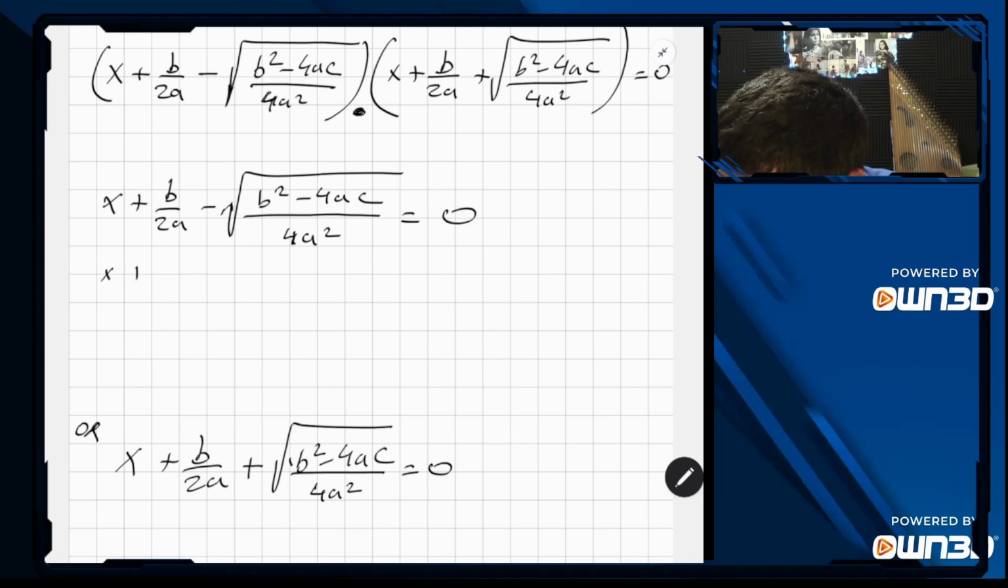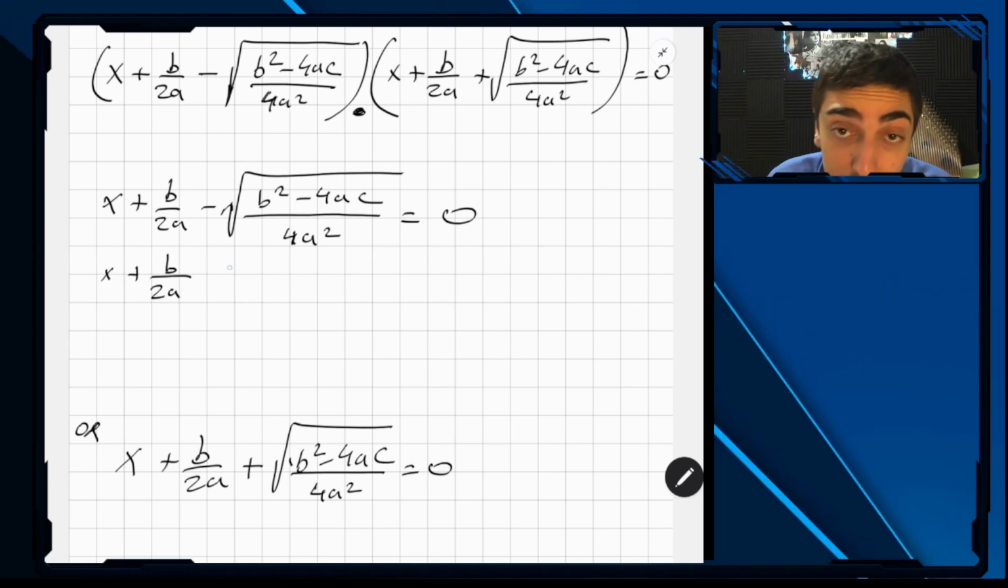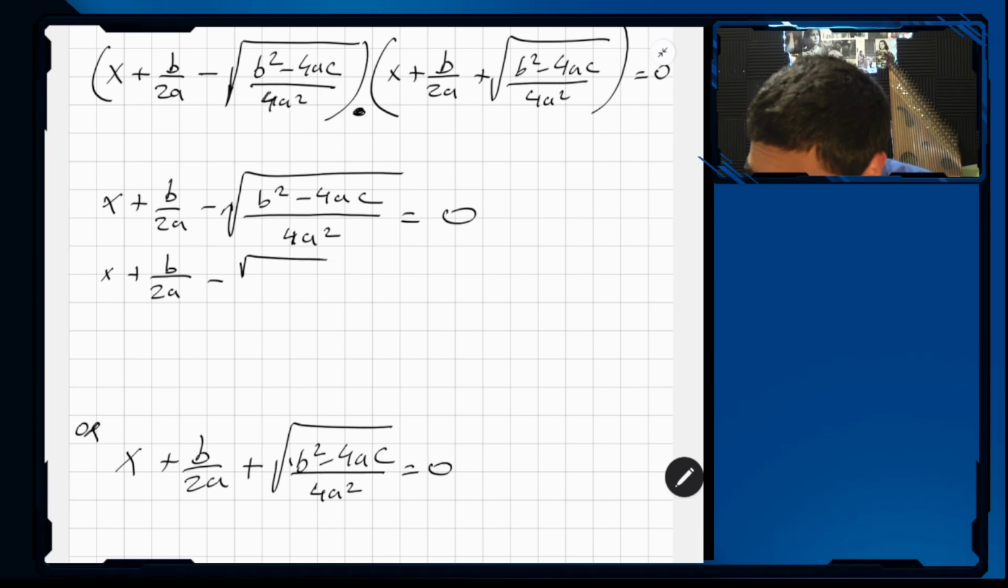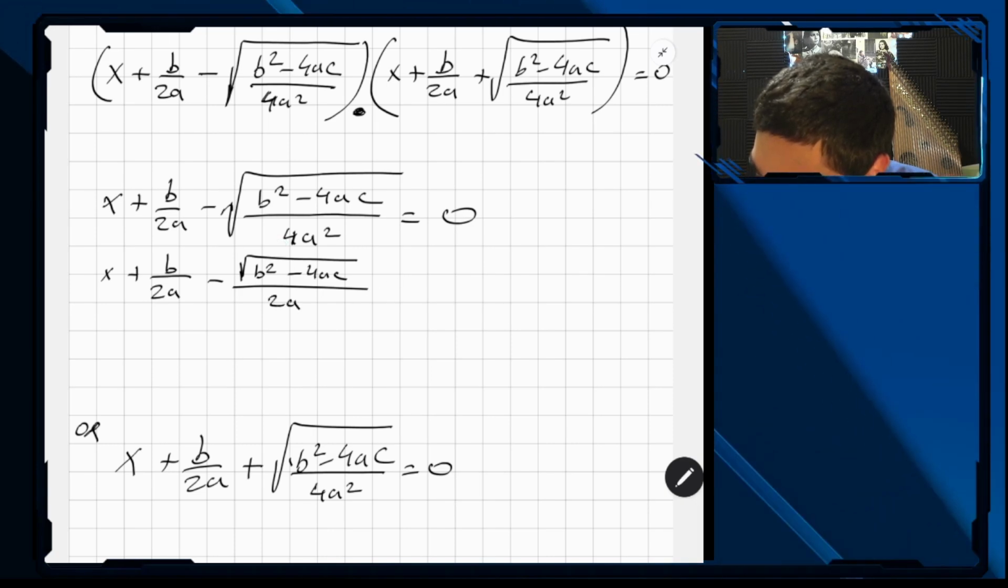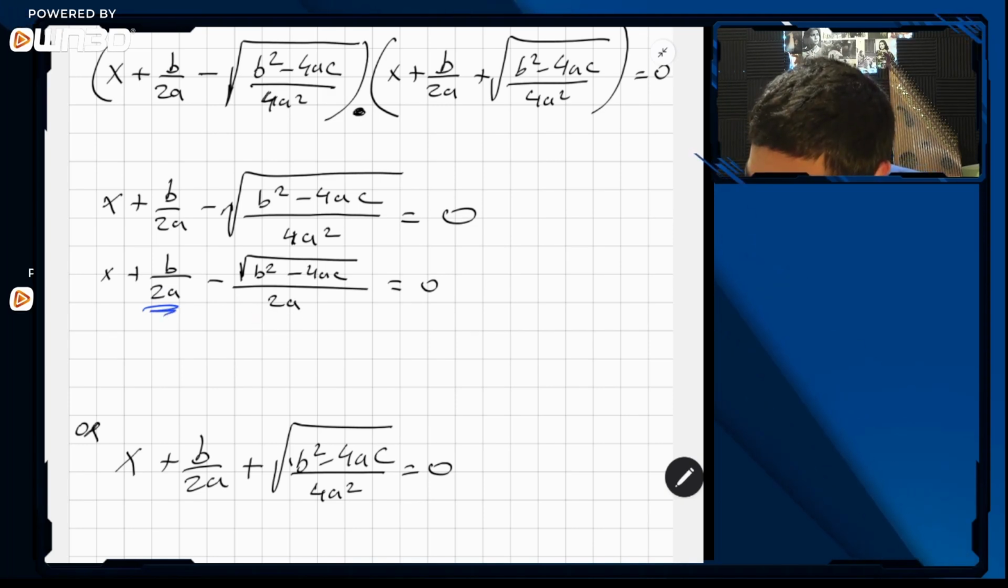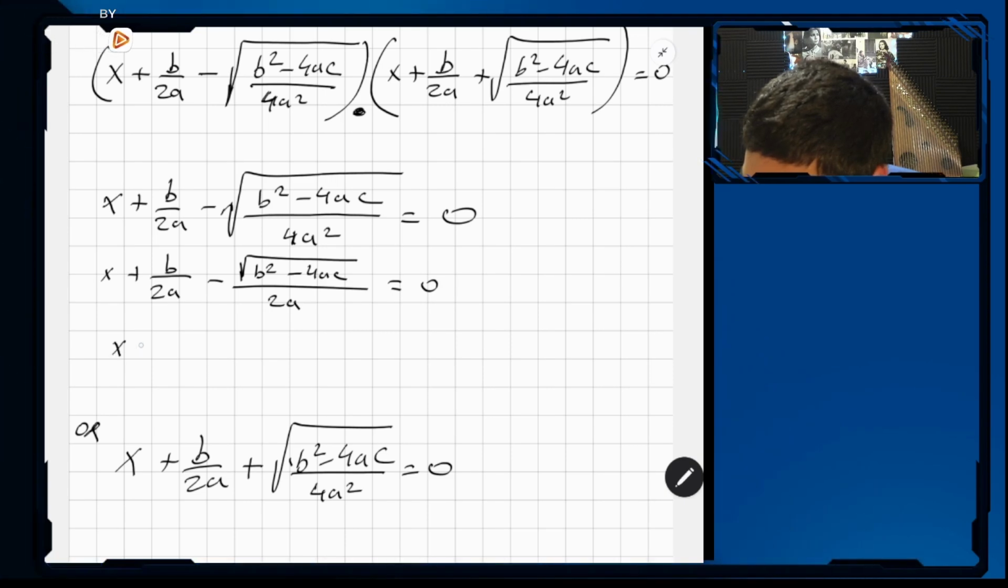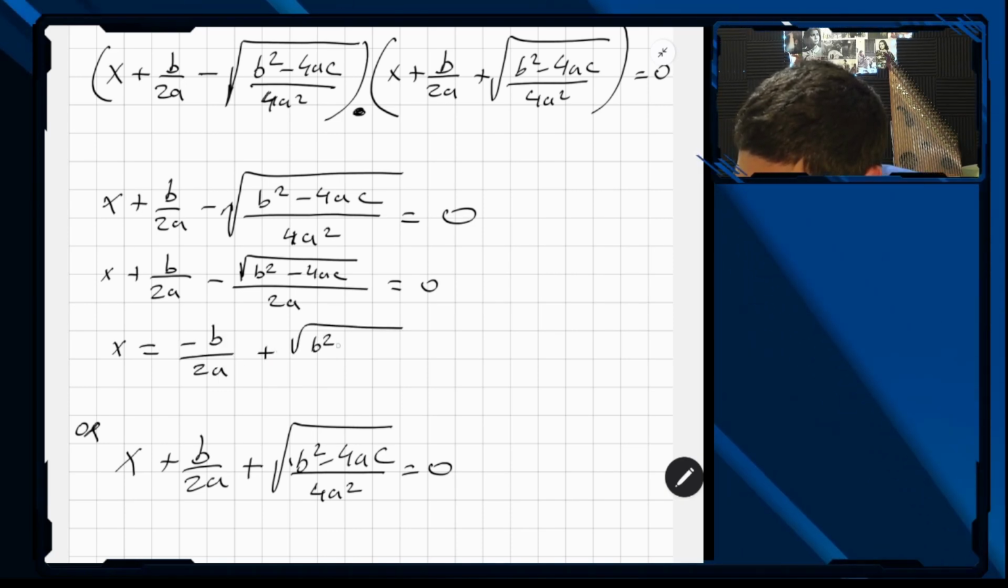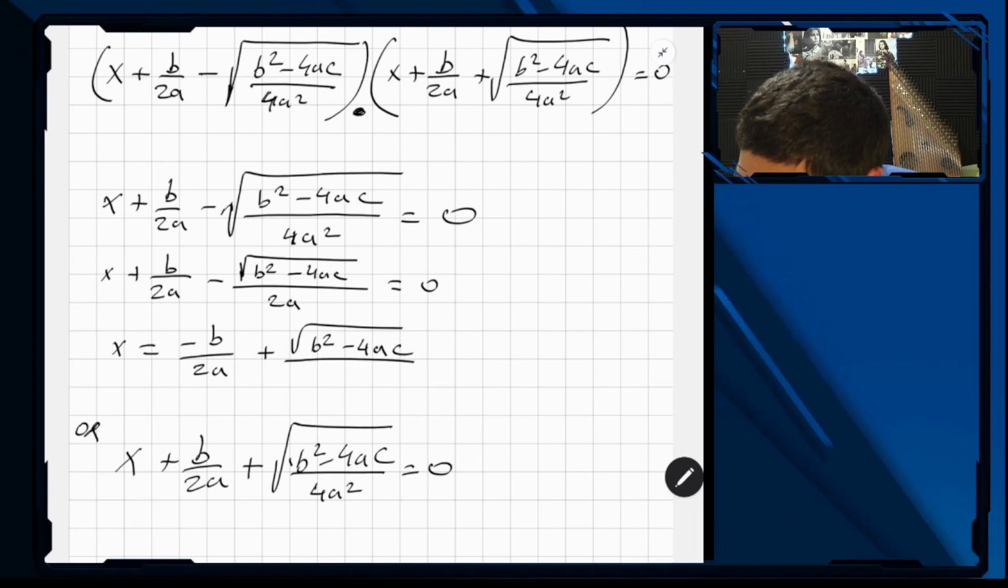So this becomes x plus b over 2a minus the square root of b squared minus 4ac, divided by, what's the square root of 4a squared? It's just 2a. And this is very convenient because now look, we have a common denominator. And this allows me to write this. Actually, I'm going to take everything to the other side. x equals minus b over 2a plus the square root of b squared minus 4ac over 2a.